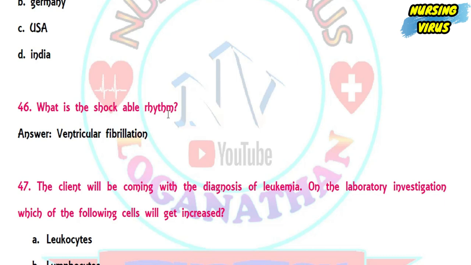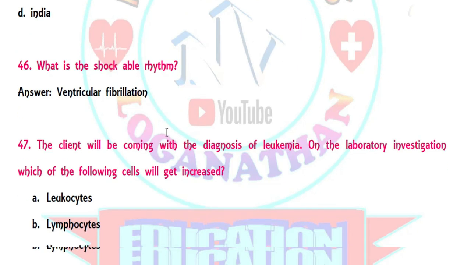So what is the shockable rhythm? They have given four options. Among those, ventricular fibrillation will be the shockable rhythm.